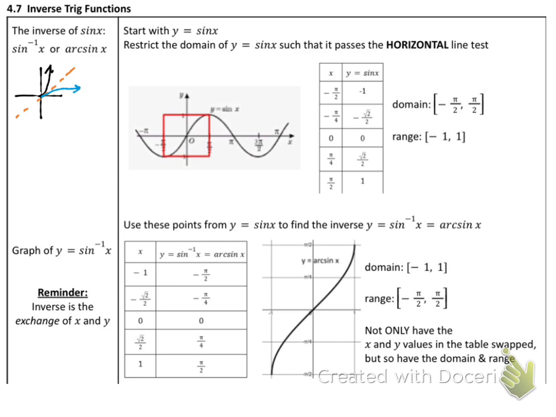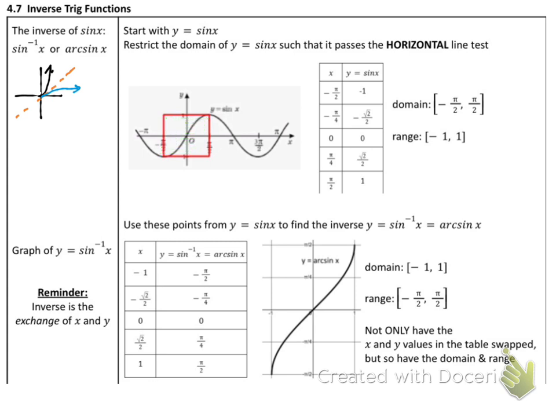So if I take a look, I've got this little red box area. If I look within just the red box and I test the horizontal line test, it's going to pass every single time, which means that if I restrict the domain to this location, the inverse of the sine graph is also going to be a function. So that's my plan. Let me get rid of all of those green lines.